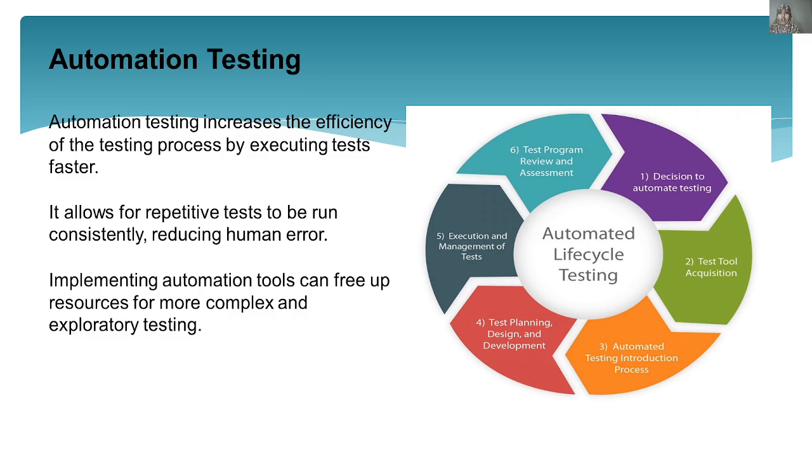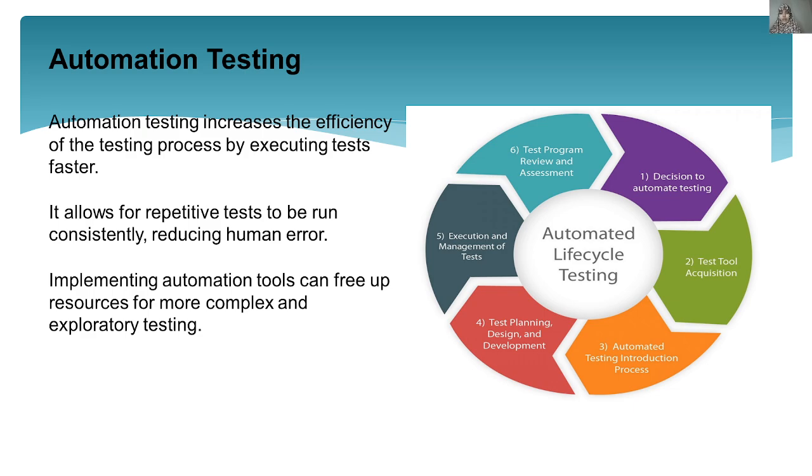Automation testing. Automation testing increases the efficiency of the testing process by executing tests faster. It allows repetitive tests to be run consistently, reducing human error. Implementing automation tools can free up resources for more complex and exploratory testing.